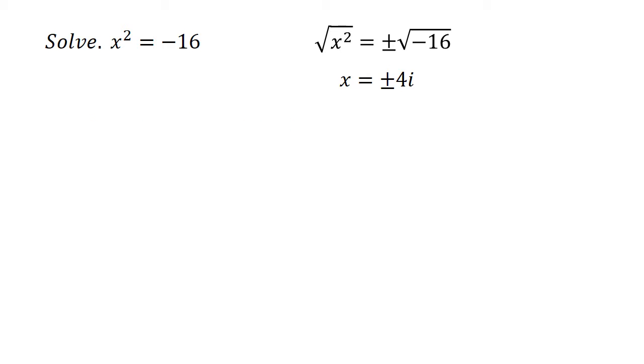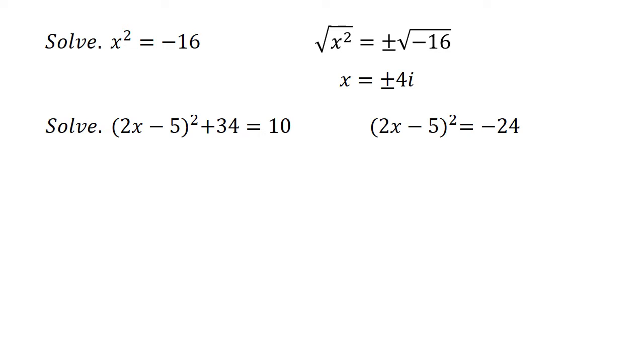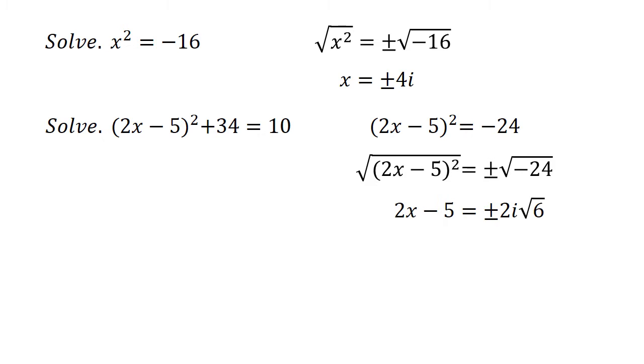And so looking at a more complicated problem, again, the first thing I want to do is get that square by itself, get rid of the 34, so subtract 34 from both sides, giving you negative 24 on the other side. And then I want to get rid of that square, so I'm going to square root both sides again, putting that plus or minus on the right-hand side, and simplify it. So on the left-hand side, the square and the square root cancel each other out, leaving you 2x minus 5, plus or minus square root of negative 24, well, that's 4 times 6, so 2, you've got a negative, so an i, root 6.